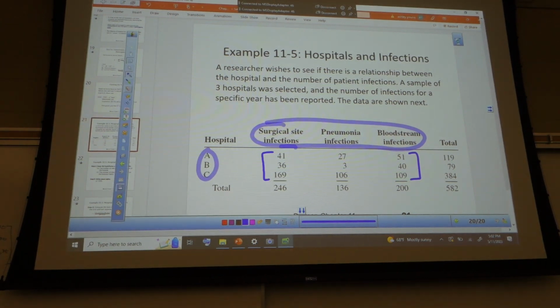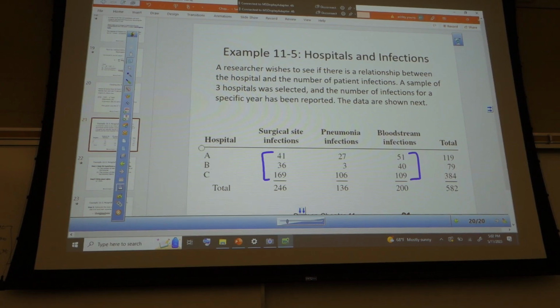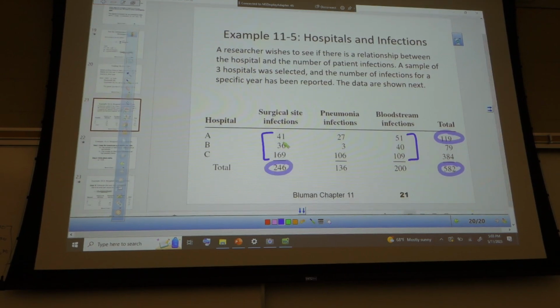So first expected value. For 41, that first one, I need to figure out what it should be, what I expected it to be. What is its row total? Yep, 119. Does everyone see that? Total of its rows. What's its column total? 246. And what's its grand total? 582. Right. So if it's going to be blank over 246 equals 19 over 582, I need to figure out what we expect that to be if those proportions were equal. Does that sort of make sense for folks?